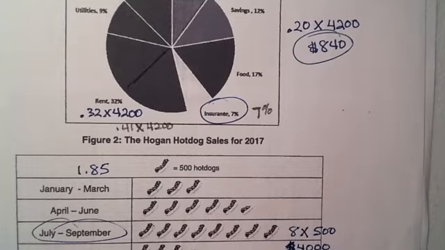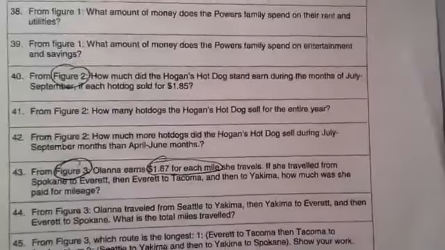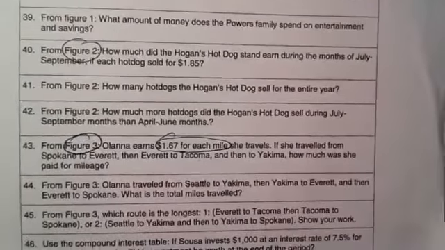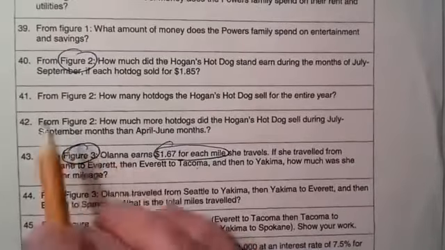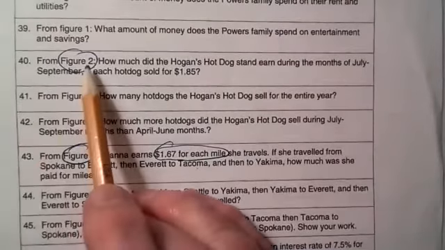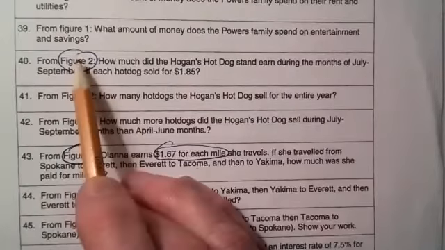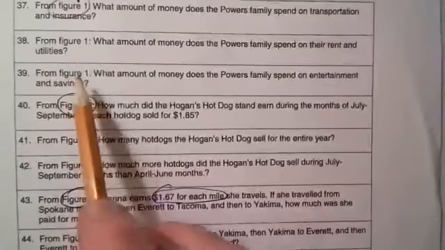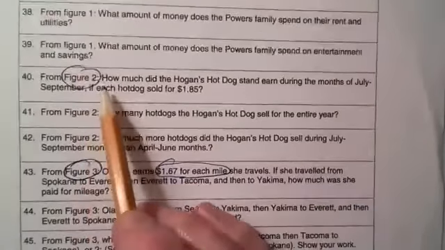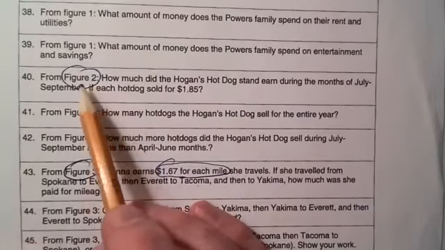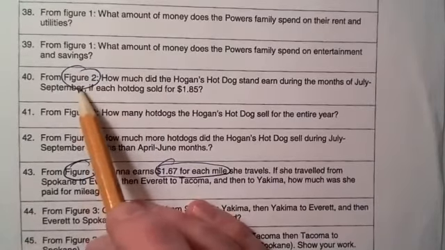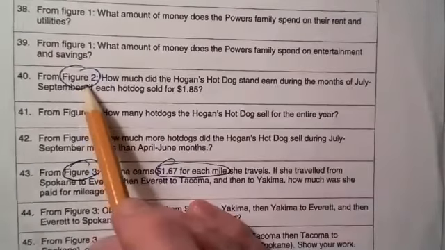All right, I'm going to move on to the next kind of question. Let's talk about hot dogs here for a minute. Somebody's getting hungry. Question number 40 here is from figure 2. I circled it because the other questions were from figure 1. I'm just modeling smart test-taking skills, making sure I'm looking at the right chart or diagram.